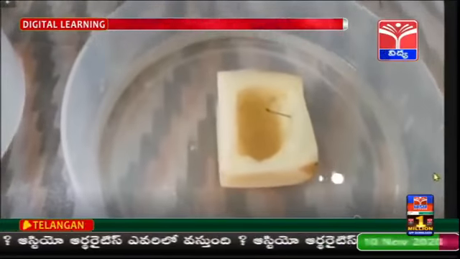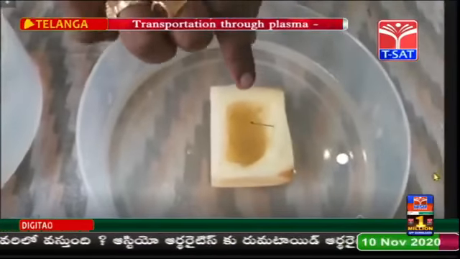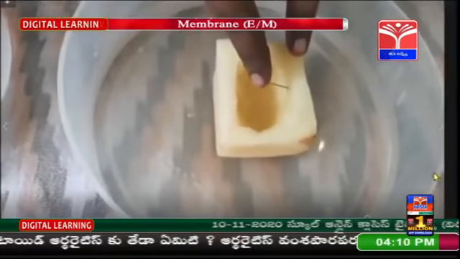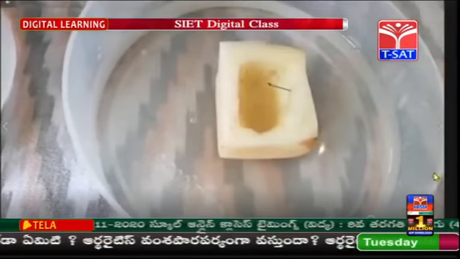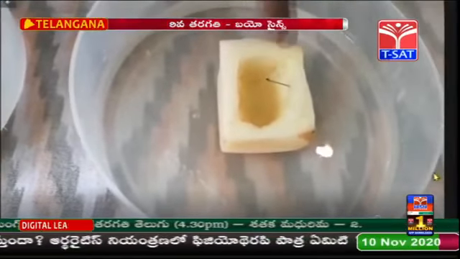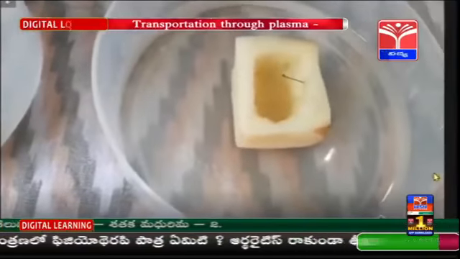Children, you can clearly see the water in the potato cup has moved towards the sugar solution. See, this was the pin which I pierced to see the level of the water. Now there is no water left. That means the water in the potato cup has moved towards the sugar solution.